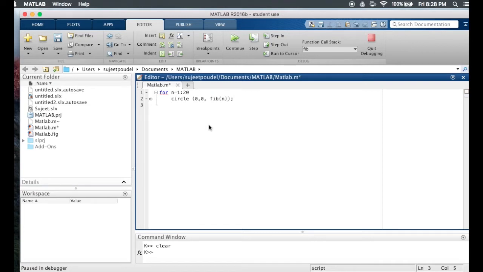The center of the circle is 0, 0, and the radius is given by the function that generates the Fibonacci series, and I'm going to write a function that creates a circle. The first x and y are the center of the circle and r gives the radius. Here a and z mean the angle for the parameter.